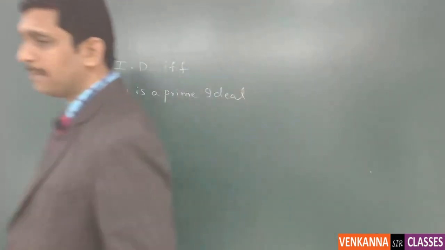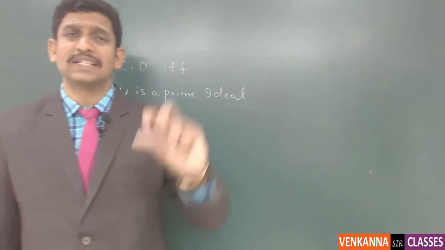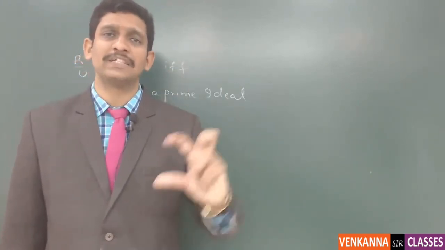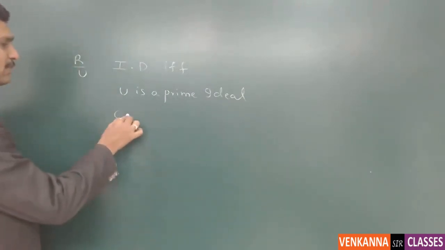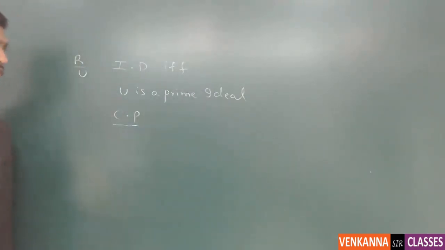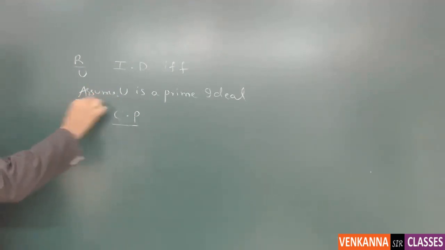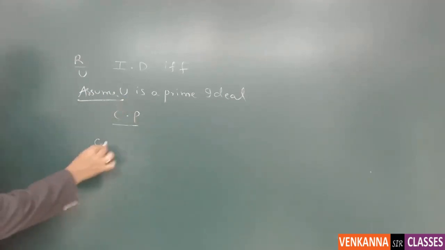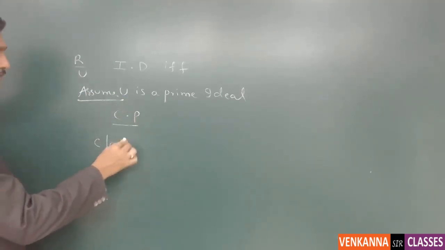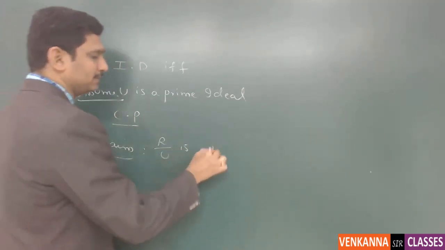If you know the main part clearly, the converse part also holds with very similar steps. So in the converse part, we assume that U is a prime ideal and our claim is R by U is an integral domain.